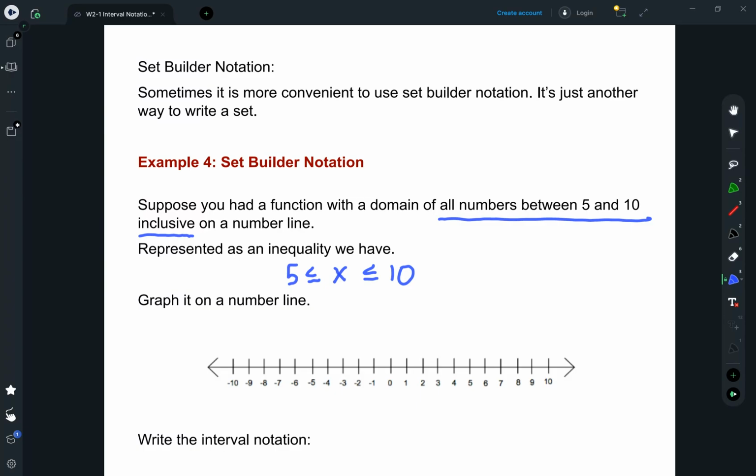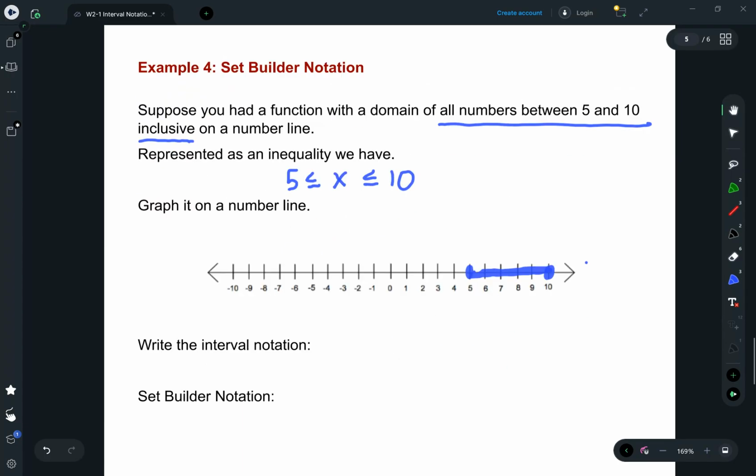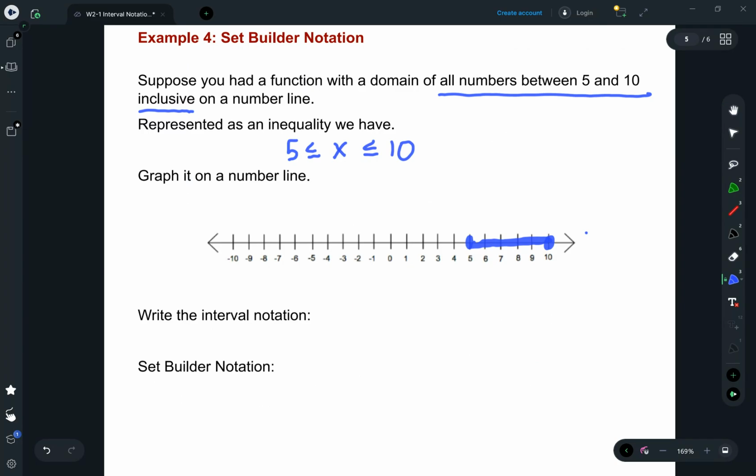All right, let's graph this on the number line. So 5 to 10 and everything in between. All right, let's write this using interval notation. We now have that skill. So we're going to go left bracket 5 because that's our smallest number, up to 10, right bracket because that's our biggest number. And then we're going to use set builder notation.